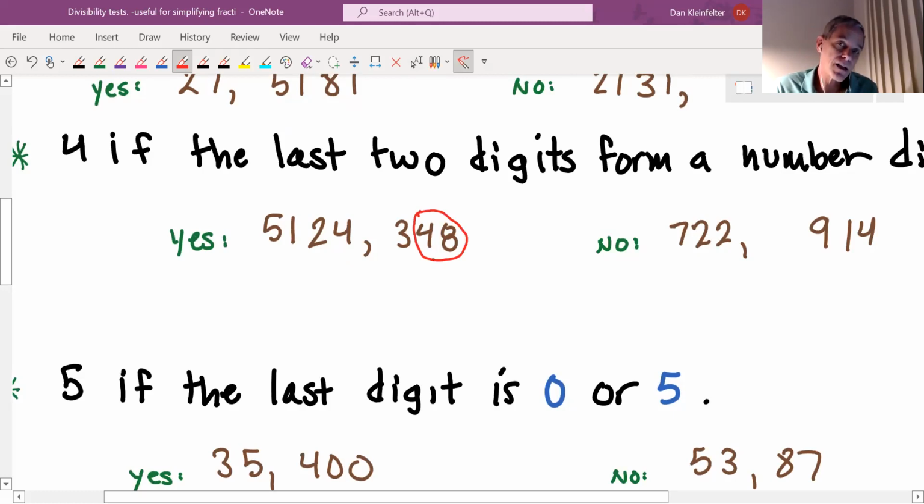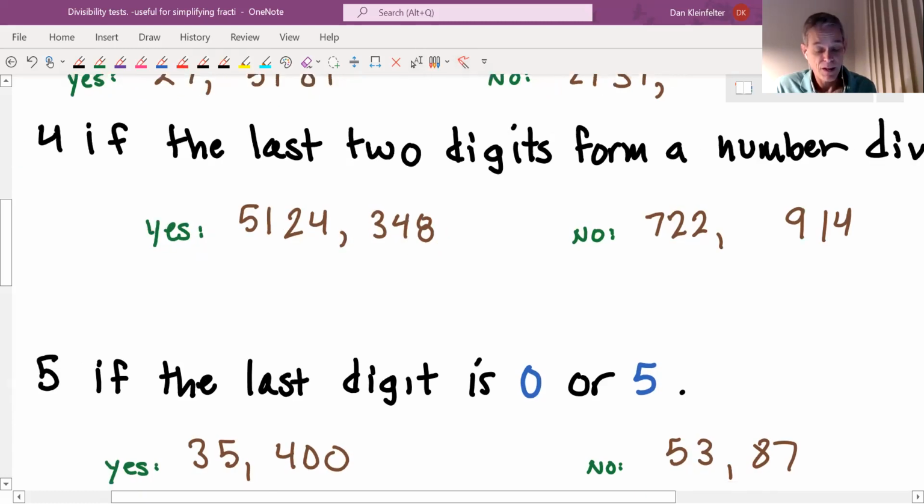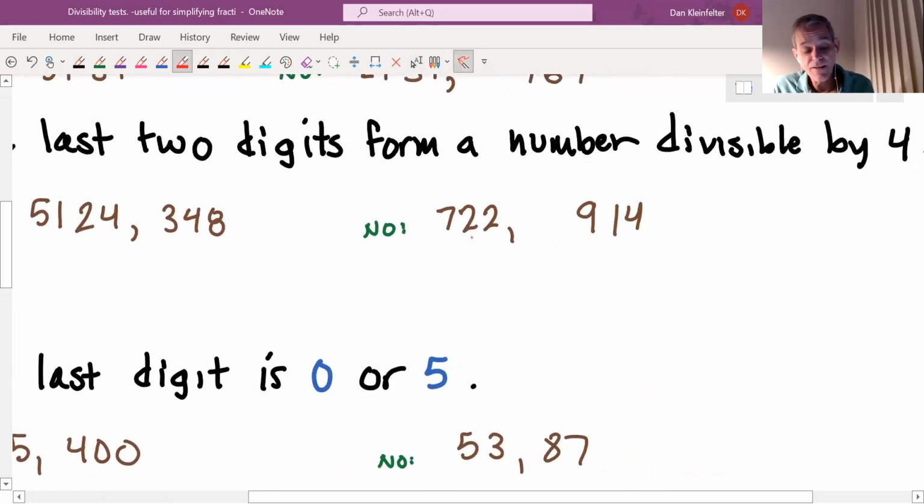348 is divisible by 4 because 48 is divisible by 4. Okay, for 722, 22 is not a multiple of 4, so 722 isn't. 914, 14 is not a multiple of 4, and so 914 is not.